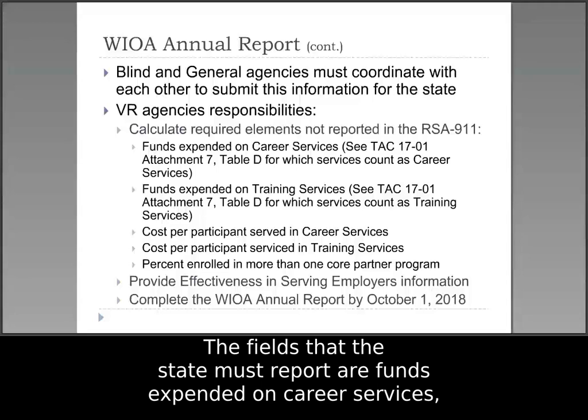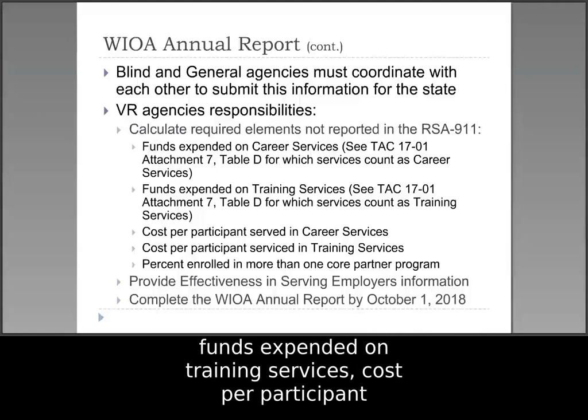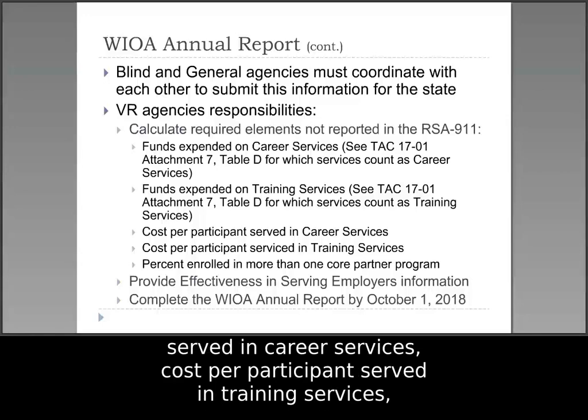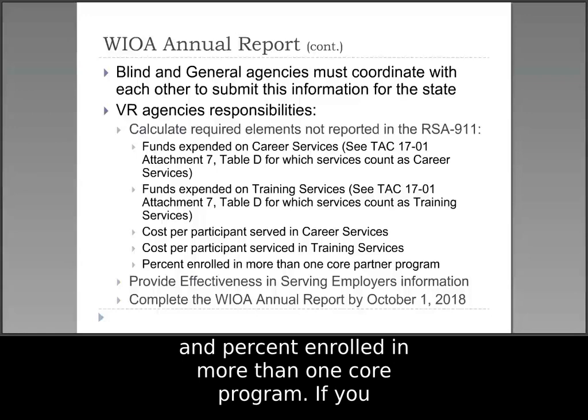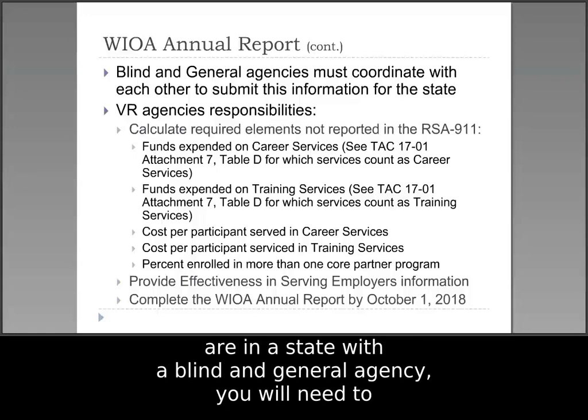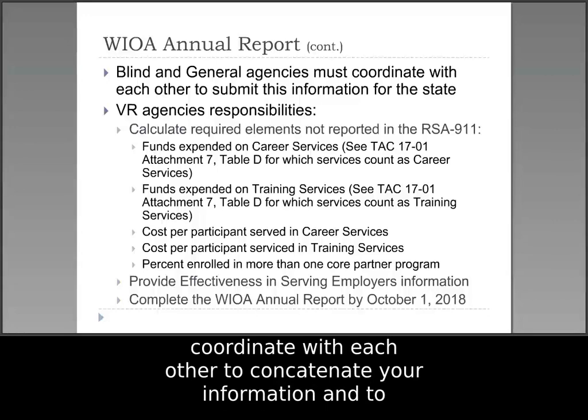The fields that the state must report are funds expended on career services, funds expended on training services, cost per participant served in career services, cost per participant served in training services, and percent enrolled in more than one core program. If you are in a state with a blind and general agency, you will need to coordinate with each other to concatenate your information and to submit one report.